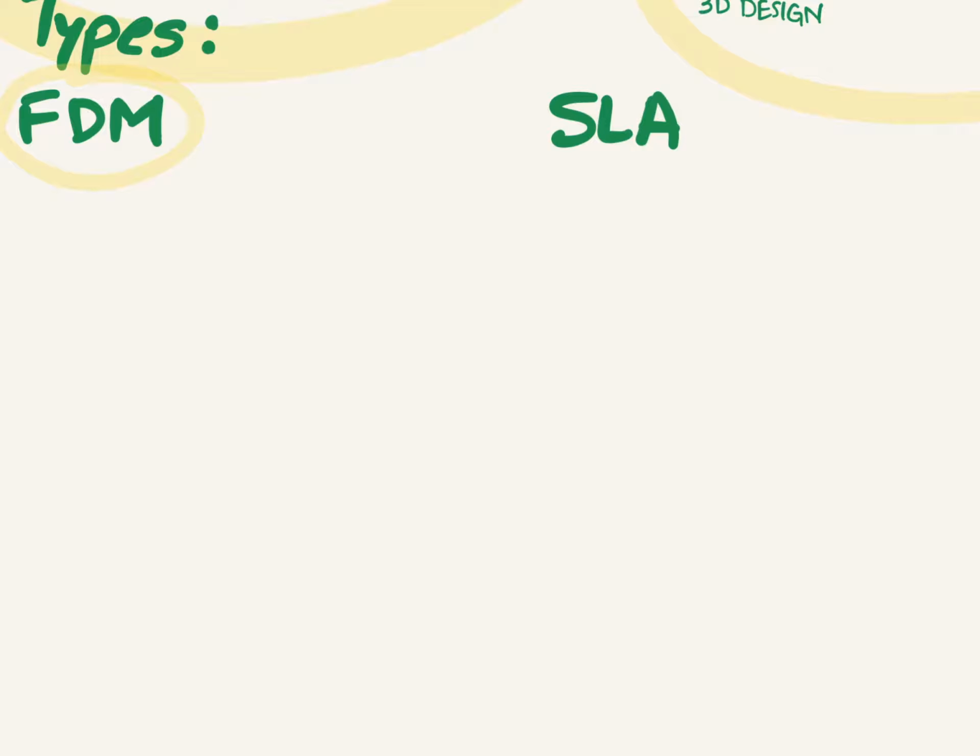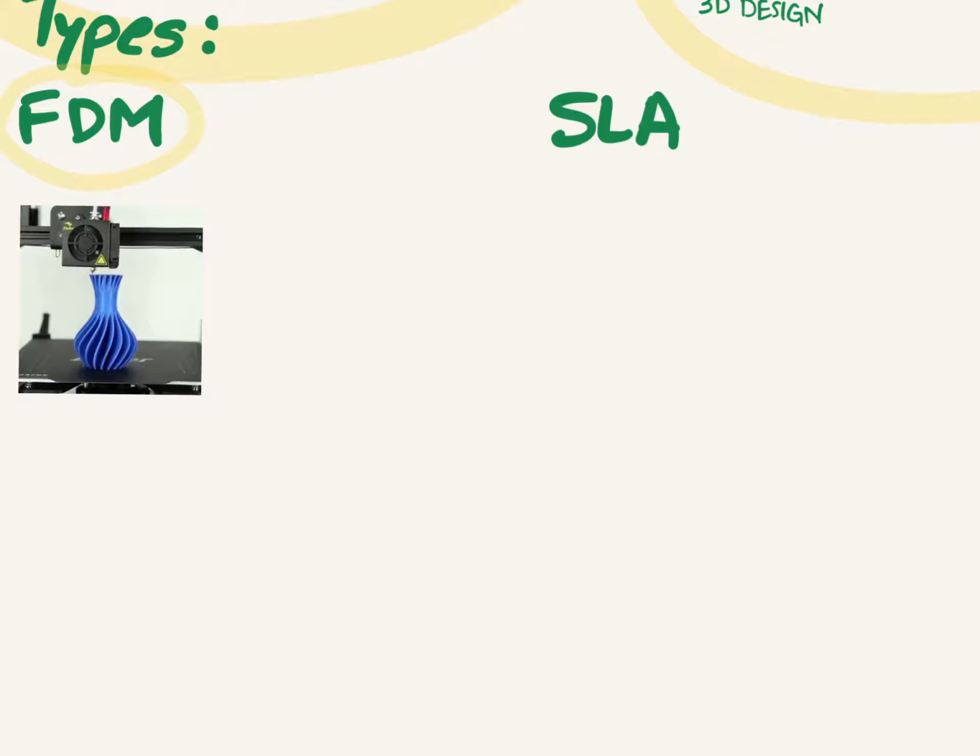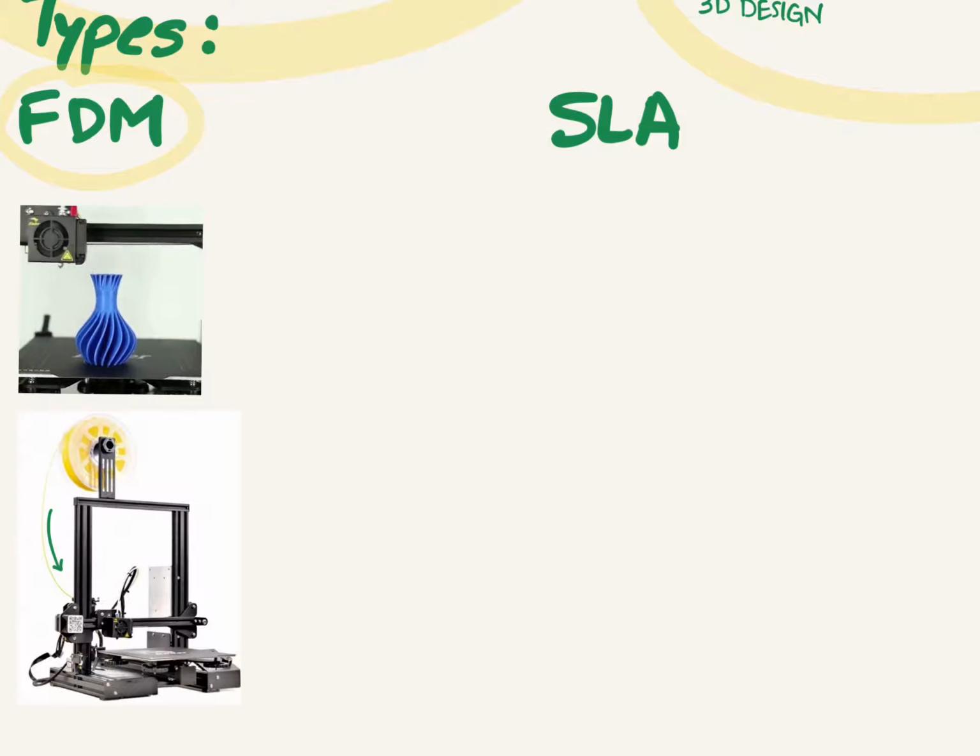FDM is a process that converts a continuous roll of filament into a 3D printed part. The filament material is fed from a large spool through a moving, heated extruder nozzle of the printer and is deposited on the growing work. This is the process that our Ender 3 printer follows.